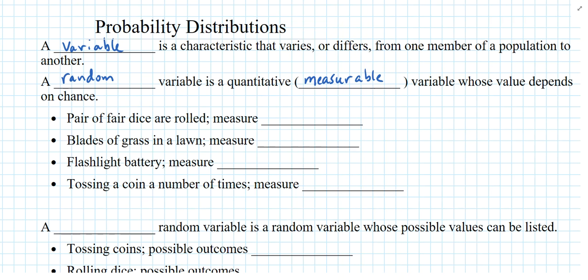The following variables should be considered random variables because their outcomes can be measured. For example, when a pair of fair dice are rolled, we can measure the results on each, or perhaps their sum. Another example might be the number of blades of grass in each of the yards within your neighborhood. The lifetime of a battery in a flashlight is a random variable when we measure the time it powers the light. And tossing a coin can be considered a random variable if we measure the number of heads or tails.